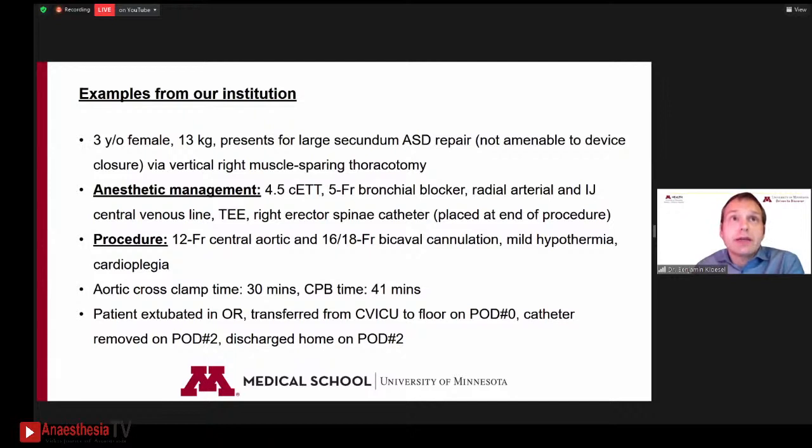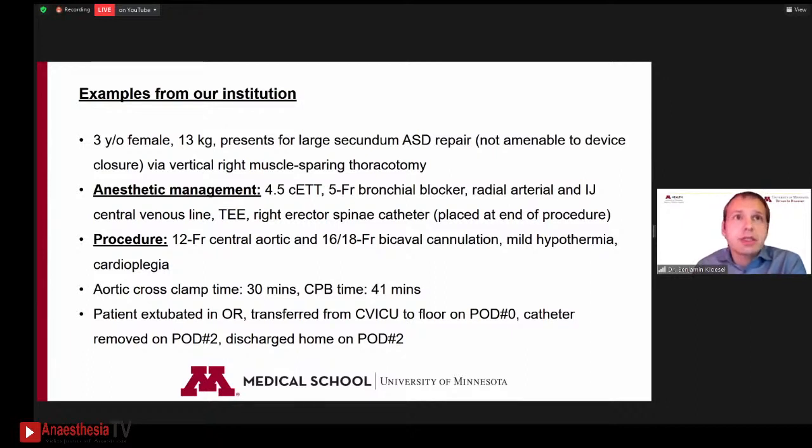This repair was performed by a vertical right muscle-sparing thoracotomy. We placed the endotracheal tube. We performed lung isolation with a 5 French bronchial blocker. The patient had standard line placement of a radial arterial line and an IJ central venous line. We utilized transesophageal echo, and the patient had a right erector spinae catheter placed at the end of the procedure. The procedure was performed via central cannulation with a 12 French aortic and a 16 and 18 French bicaval venous cannula, under mild hypothermia.